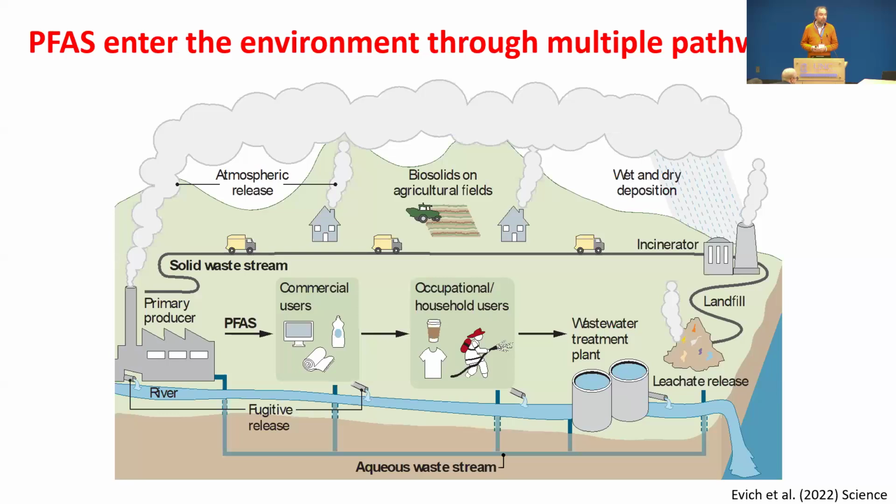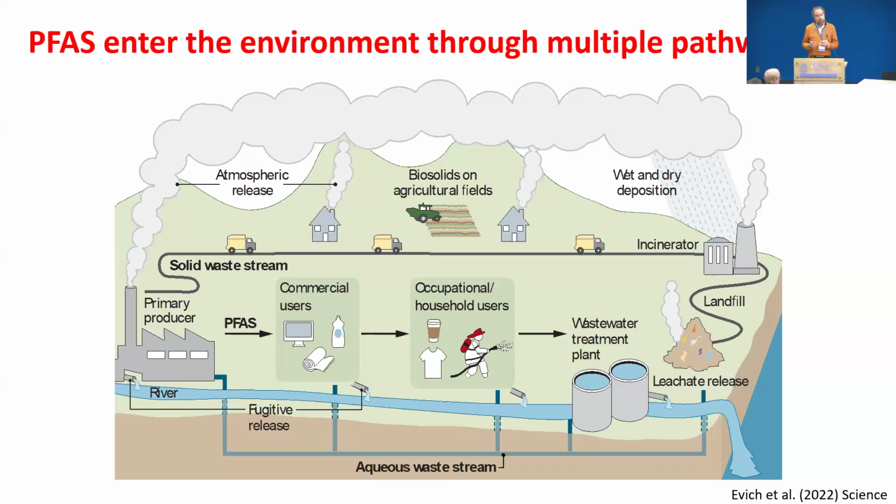PFAS enter the environment through multiple pathways. We have primary PFAS producers. The PFAS from these facilities then often get shipped to facilities that incorporate PFAS into products. And then we all purchase and use these products. In all of these steps, there can be emissions to the air and to the water. There are solid waste streams, and so PFAS end up in landfills. PFAS end up in wastewater treatment plants. PFAS end up in the air.